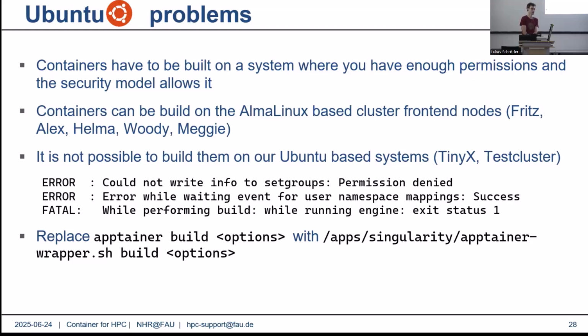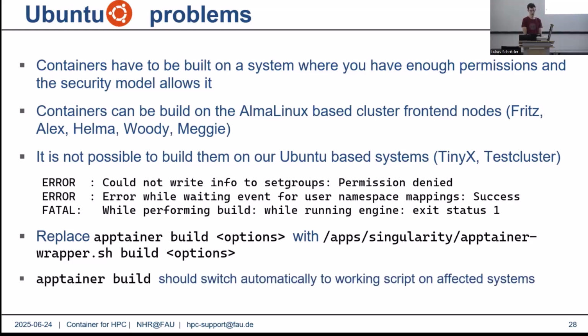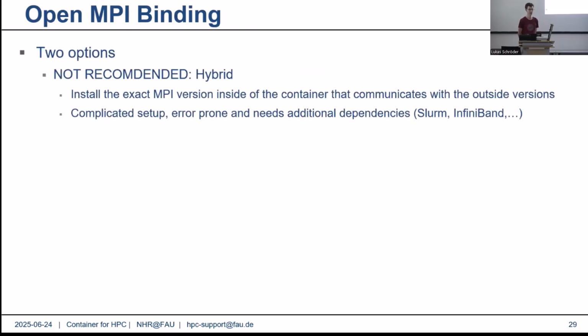Or what would also be nice, if you want to reduce the load, is building the containers on your own system: installing Apptainer on your Linux at home, building it there, and then just uploading the SIF file. Usually Apptainer build should switch automatically, but still, if you encounter this error, this is the way to solve it. Then, as already introduced, you can use OpenMPI with Apptainer containers, and there are two options.